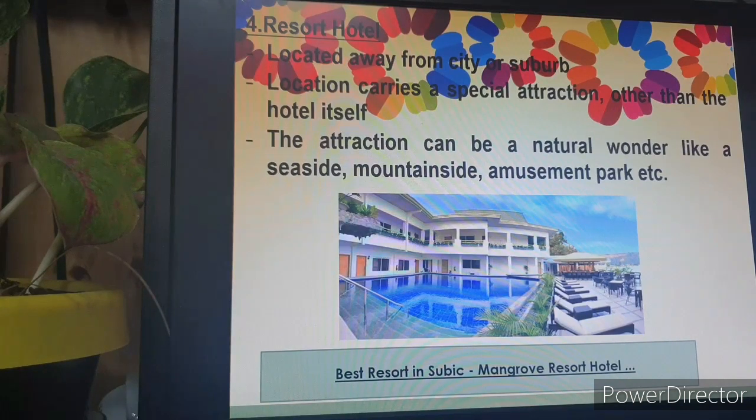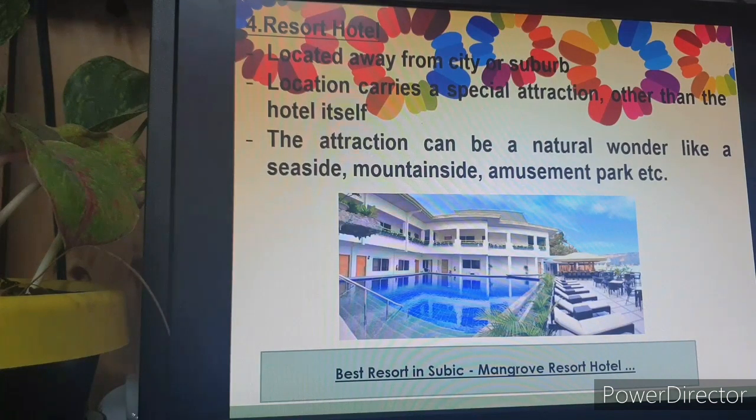The attraction can be a natural wonder like a seaside, mountainside, or amusement park. And usually they offer other recreational activities like sunning at the beach, skiing, horseback riding, golfing. The best example for this, if you want to visit one of the best resorts in Subic, is the Mangrove Resort Hotel. Okay, so that's the end of according to location. Don't forget, we have City Center Hotel, Airport Hotel, Freeway Hotels and Motels, and of course, number 4 is the Resort Hotel.